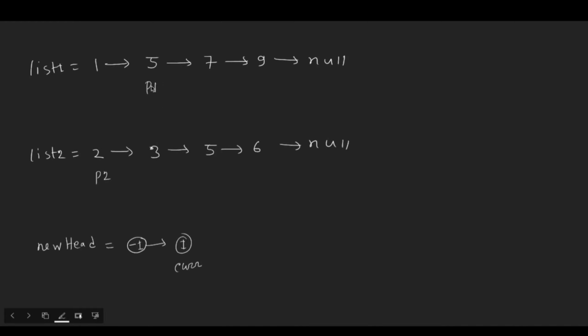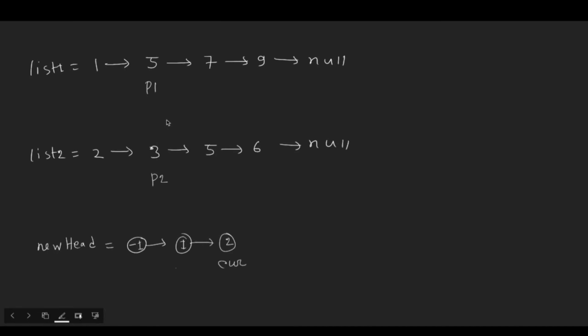Now we're going to check the values. We see the value at the P2 pointer is the minimum. So let's take this node and add it to the next of current. Let's move current to the next, so current will point here. Since we have taken the value from this pointer, we're going to move this pointer to the next.